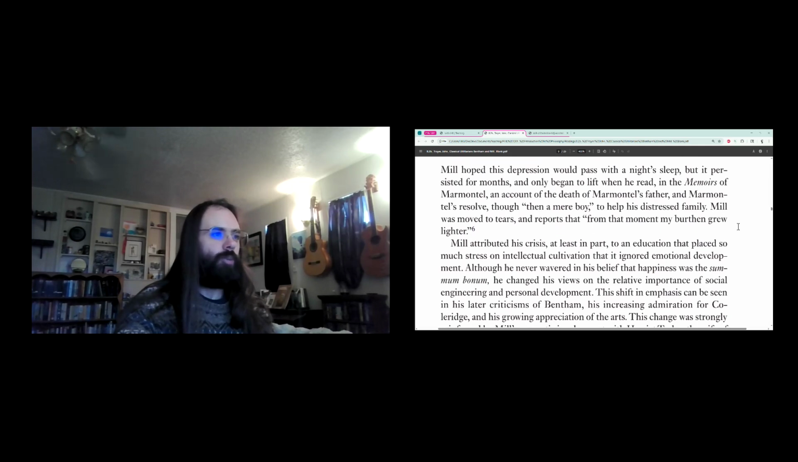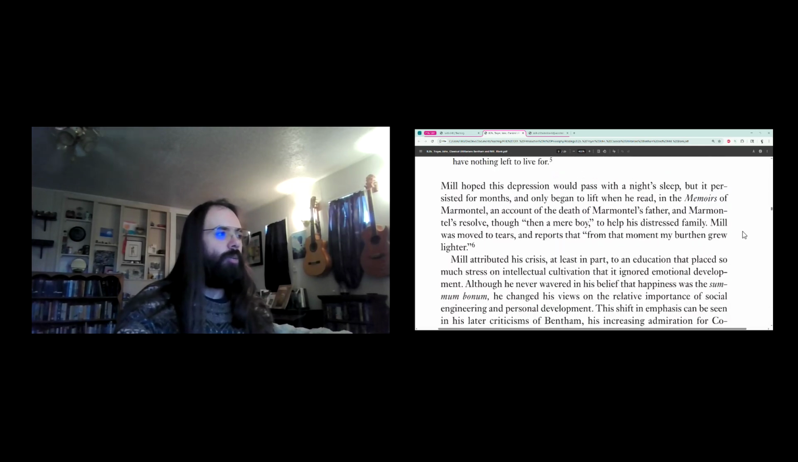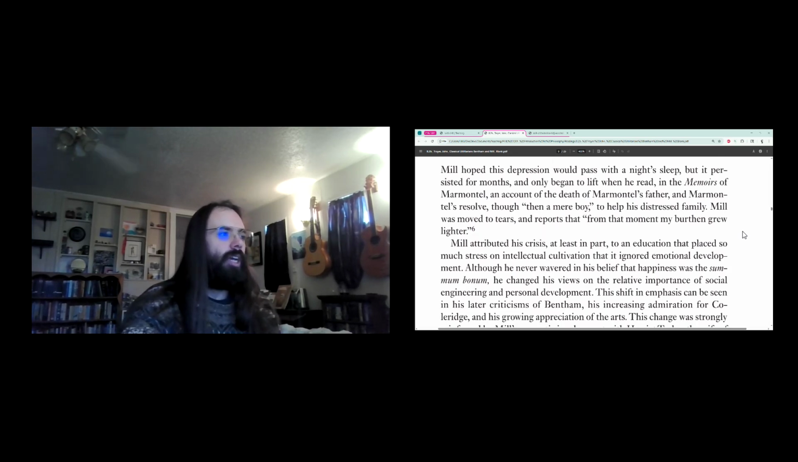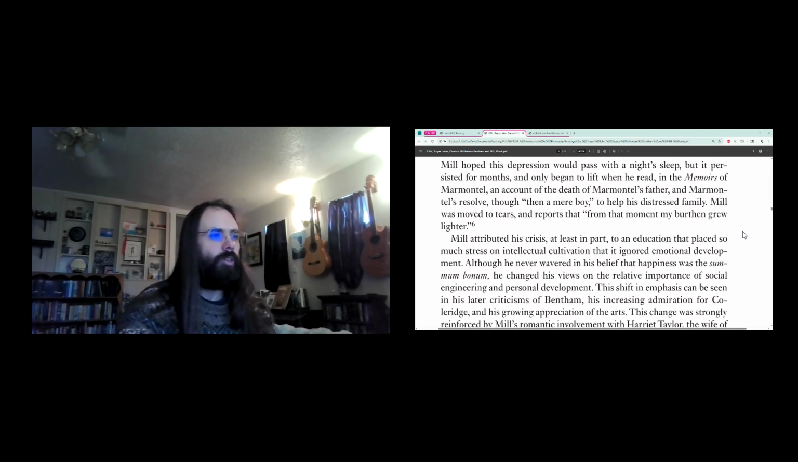Mill hoped this depression would pass with a night's sleep, but it persisted for months and only began to lift when he read in the Memoirs of Marmontel an account of the death of Marmontel's father, and Marmontel's resolve, though then a mere boy, to help his distressed family. Mill was moved to tears and reports that from that moment, "my burthen grew lighter."